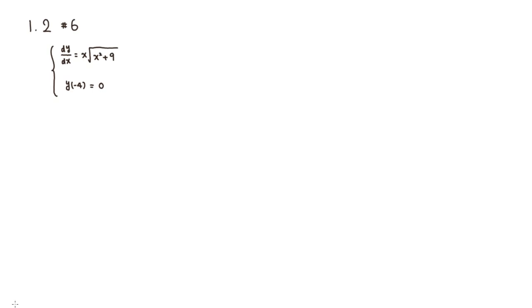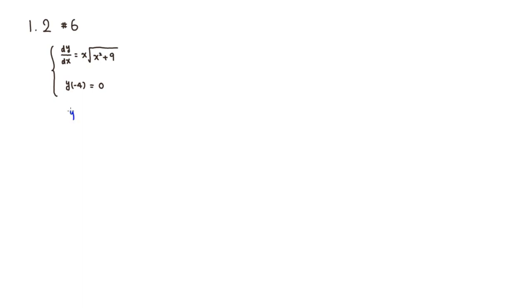All right, let's look at section 1.2, problem number 6. Let's solve the following initial value problem. dy over dx is given to be x times the square root of x squared plus 9. So let's take the antiderivative to find y.